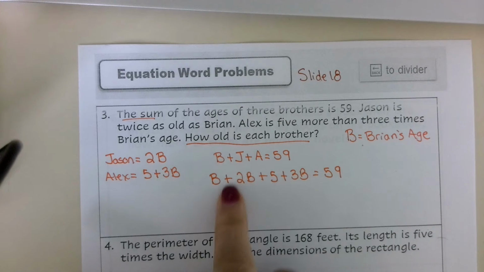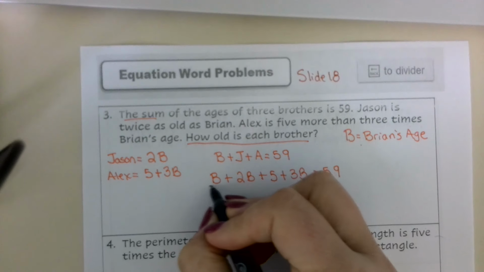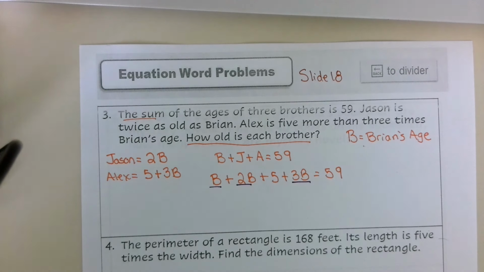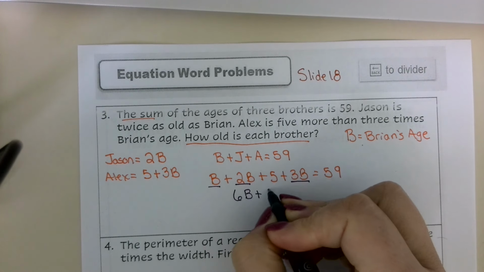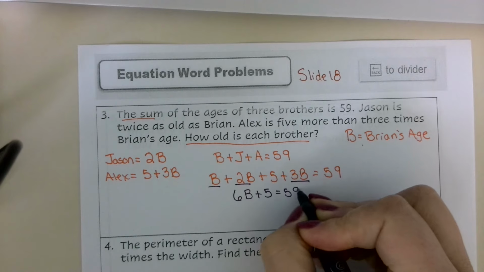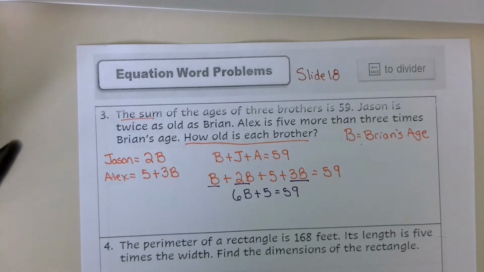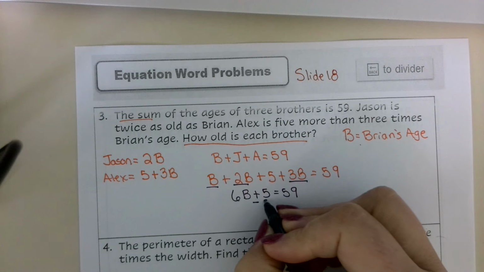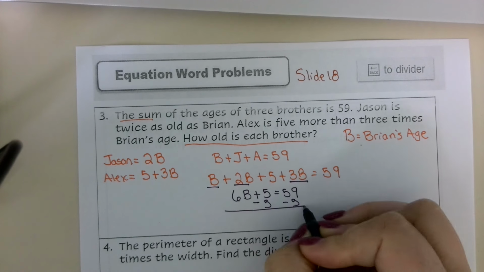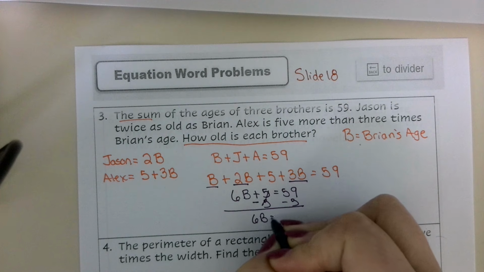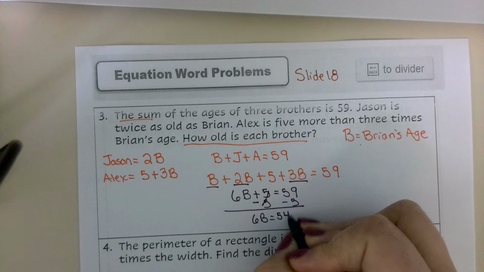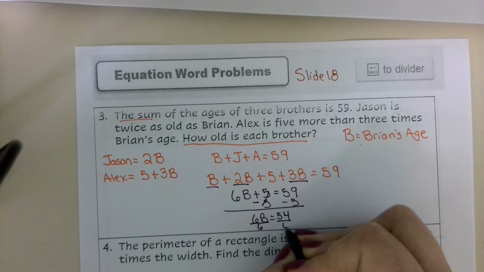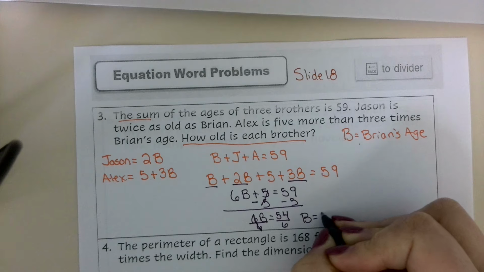What I see over here are a lot of B's. So I'm going to have to combine like terms. I have 1B, 2B's, and 3B's. 1, 2, that's 6 B's, plus 5, there are no other constants, equals 59. Now I've got a two-step equation. So minus 5, I get 6B equals 59 minus 5, which is 54. I'm going to divide each side by 6, and B equals 9.